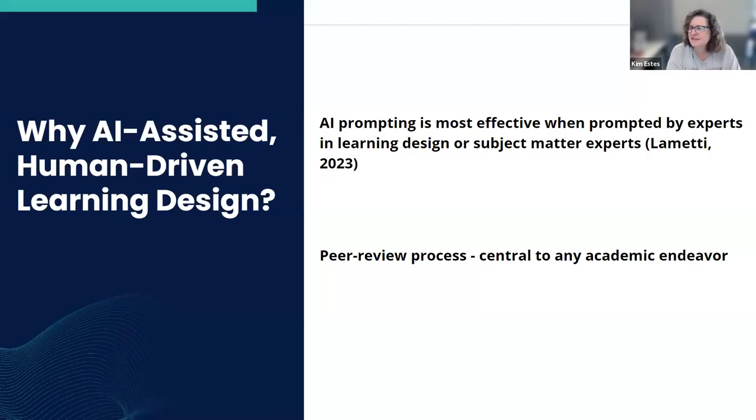AI prompting is more effective when prompted by experts in learning design or subject matter experts. And it should be peer reviewed. There should be a process where you look over that work. How many times have you been working on something in the office, and you turn to your neighbor and say, I've been staring at this a long time, I think this is good, but will you look at it and give me some feedback? You have to do the same thing when you're prompting an AI. And Arturo, you usually have a lot to add to this part about expert prompting. Do you want to throw some stuff in here on that?